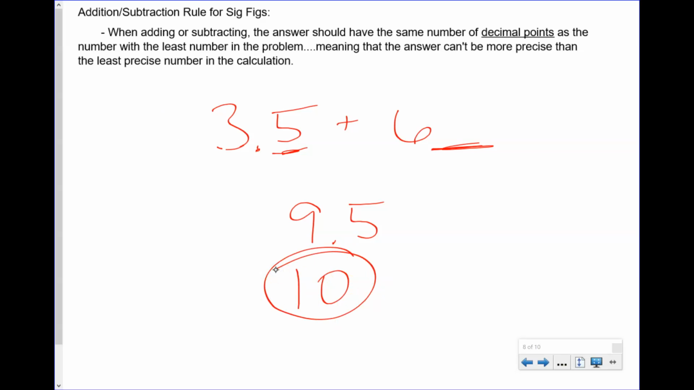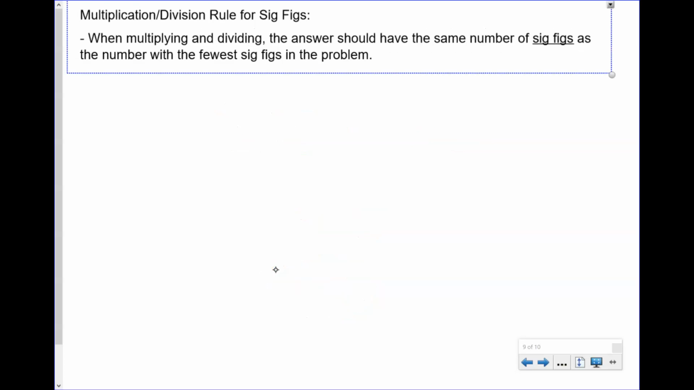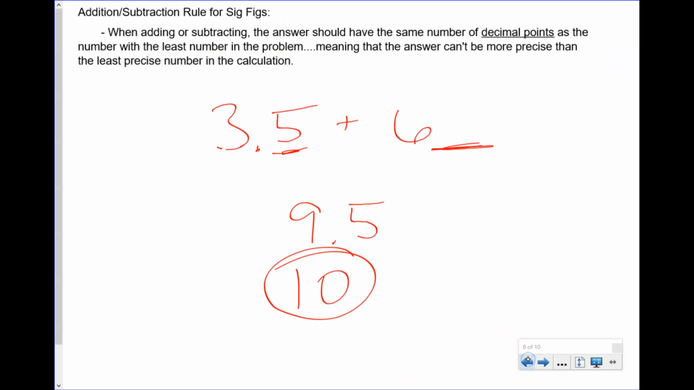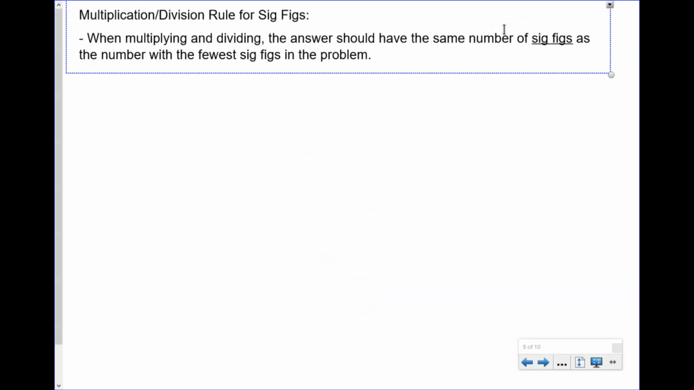Okay. So the next rule is for multiplication and division. If you notice back on the addition and subtraction rule, it was all about the number of decimal points in the problem. Whereas in multiplication and division, it's all about the number of significant figures. So when multiplying and dividing, the answer should have the same number of significant figures as the number with the fewest significant figures in the problem.